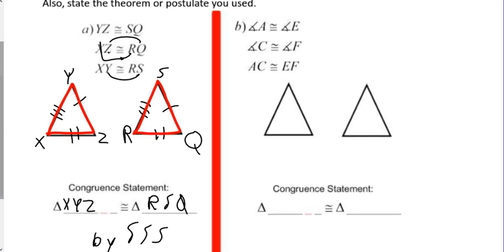All right, now over here, we have angle A, so let's put that here, is congruent to angle E. And angle C, let's put that here, is congruent to angle F. And then AC is congruent to EF. So we have A congruent to E, C congruent to F, and what do we have? What we have is angle, side, angle. And over here we have angle, side, angle. It all works out.